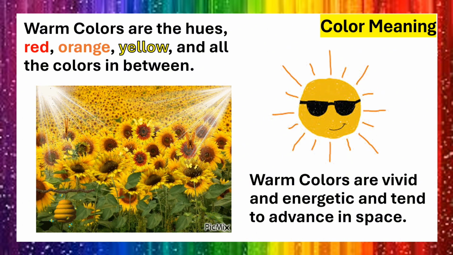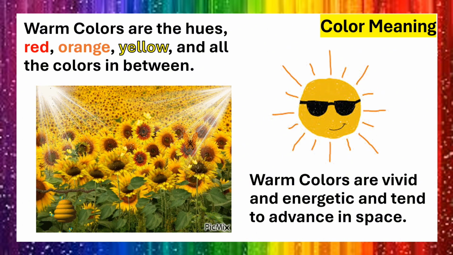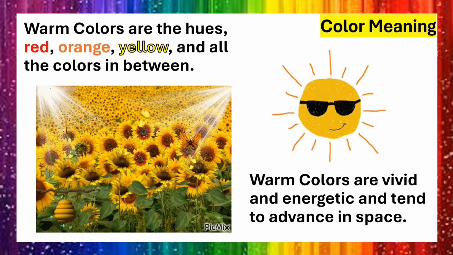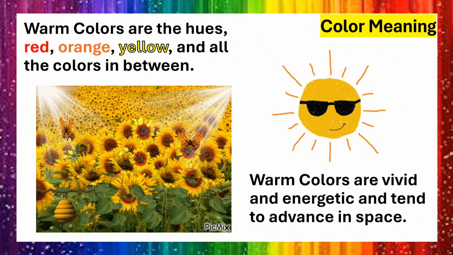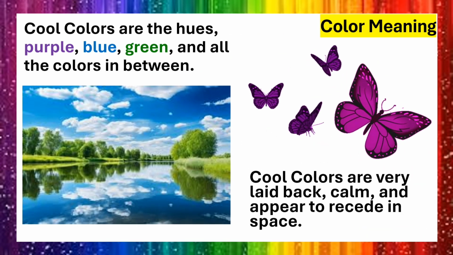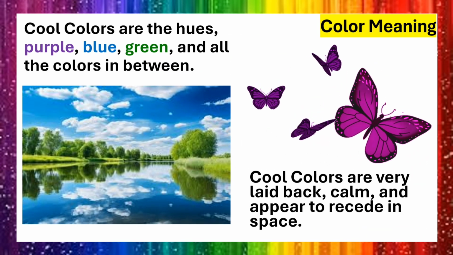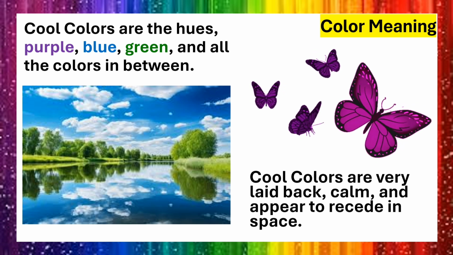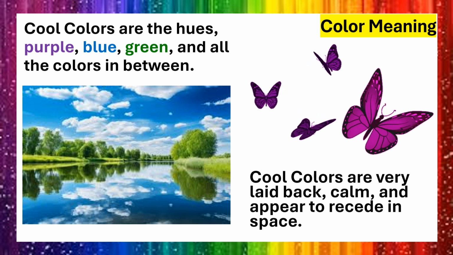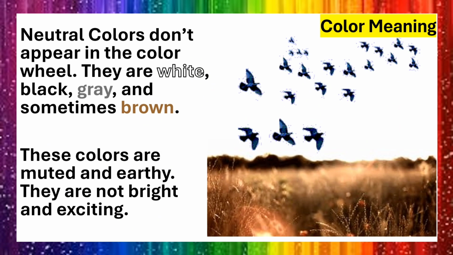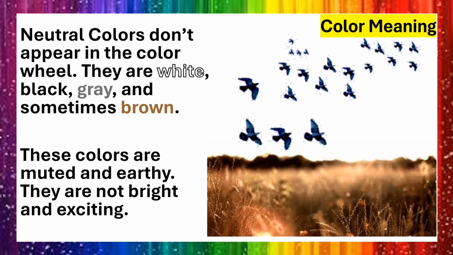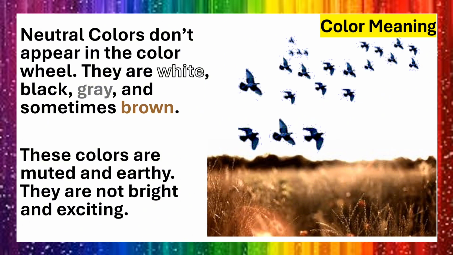Warm colors remind us of sun and fire. Warm colors are the hues red, orange, yellow, and all the colors in between. Warm colors are vivid and energetic and tend to advance in space. Cool colors remind us of water and grass. Cool colors are the hues purple, blue, green, and all the colors in between. Cool colors are very laid back, calm, and appear to recede in space. Neutral colors don't appear in the color wheel. They are white, black, gray, and sometimes brown. These colors are muted and earthy. They are not bright and exciting.